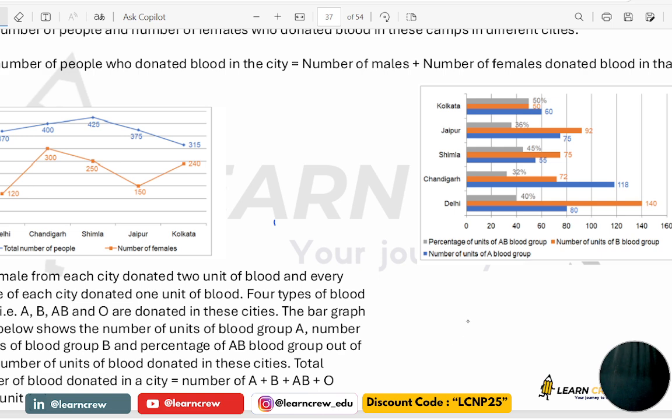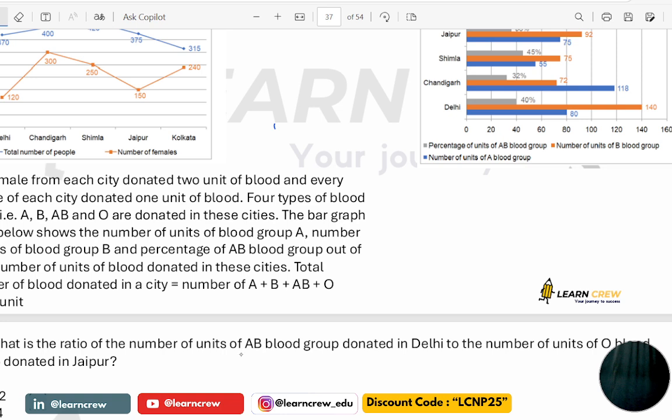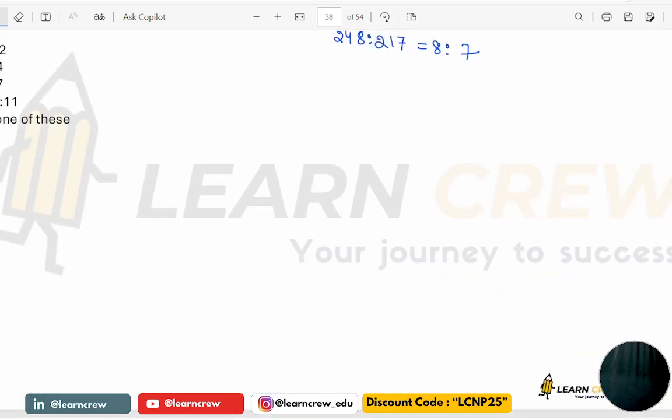What is the question asked? What is the ratio of the number of units of AB blood group donated in Delhi to number of units of O blood group donated in Jaipur? So it is how much actually? If you calculate this, you will get 248 is to 217. So 31 8s are 248, 31 7s are 217, so 8 is to 7.